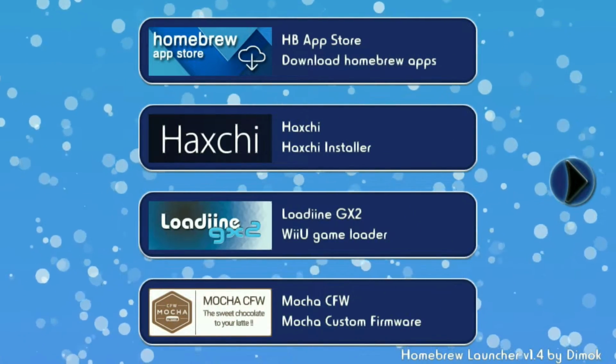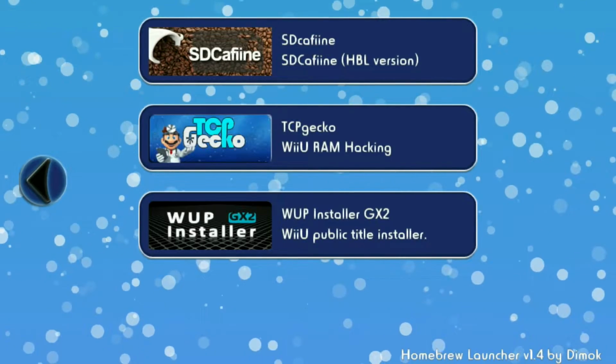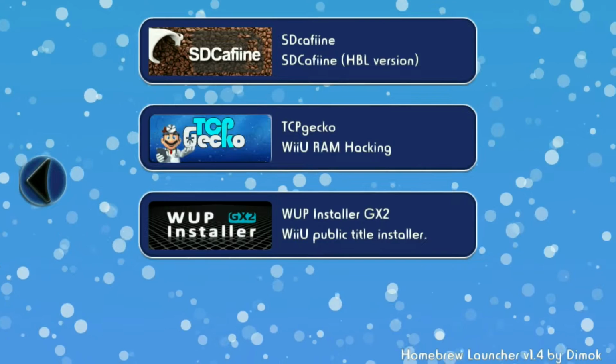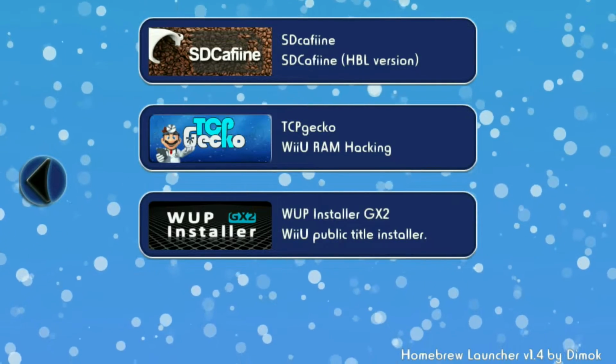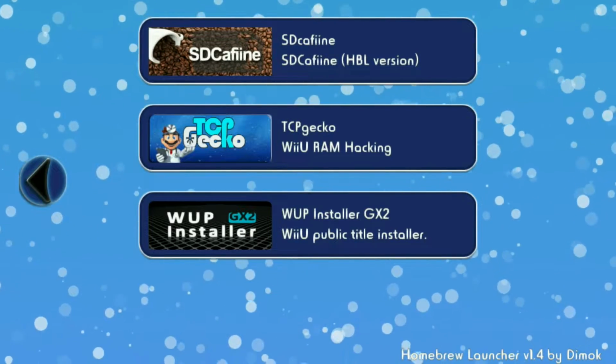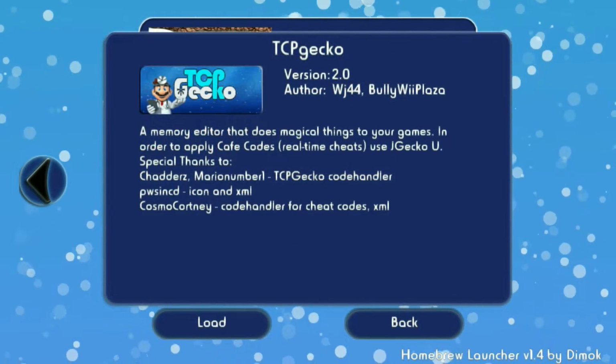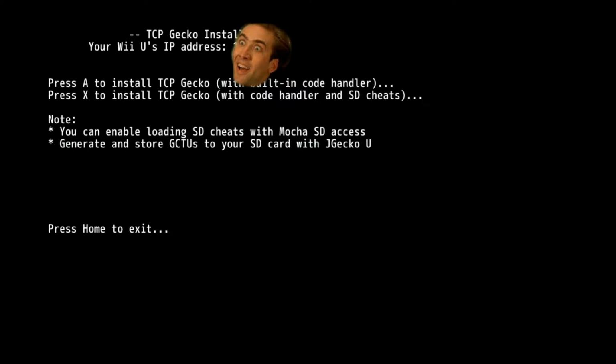Alright, I am back on the Wii U. I already opened up the homebrew menu for simplicity, and you can see based on the last video, now I have the TCP Gecko Wii U RAM hacking. So now you're going to click on that, and then click load. Right on the top, I'm going to have to blur it because I don't know if that's important or not for you to see, but that is your IP address, and that is what you're going to type in through that box.